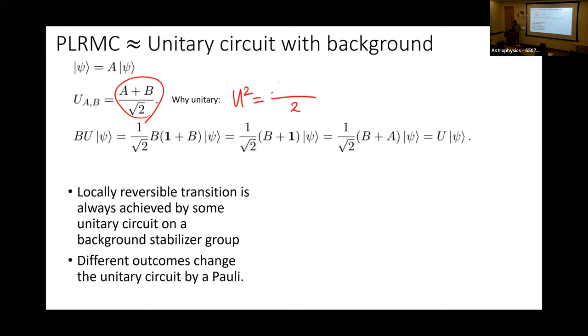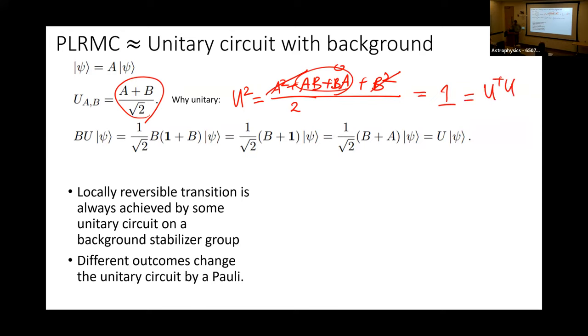These are identities, this is zero, so it's 1. So U was Hermitian, and this is equal to U. So U is a unitary.